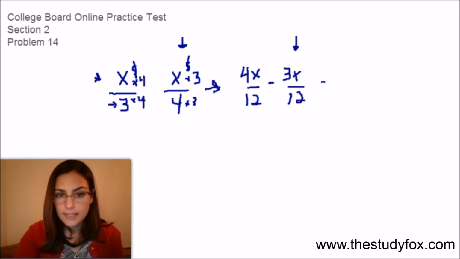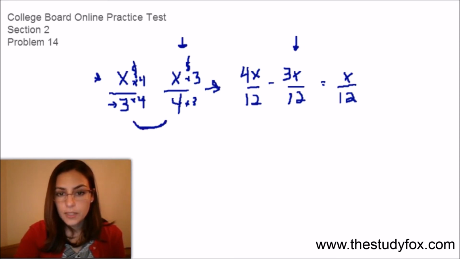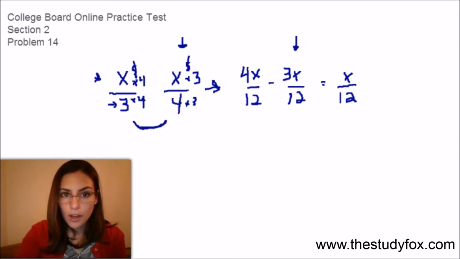And if we put a minus sign here, remember that we have like denominators, so all we need to do is subtract the top numerators here. So we have 4x minus 3x, which equals x. And that's going to be over the like denominator, which is 12. So the difference between these 2 initial fractions is x divided by 12.